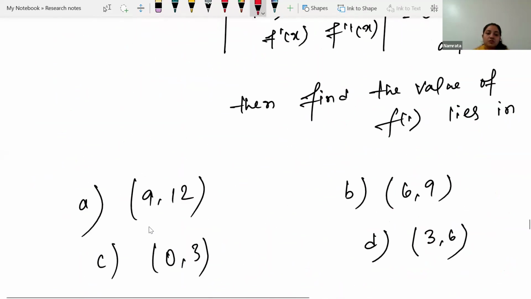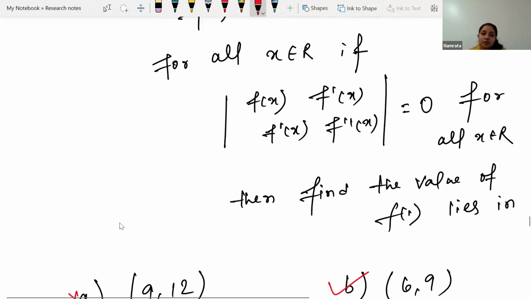You see, option we will exclude. Option A, no, not at all. Option C, no, not at all. Option D, 6 we cannot say. The other end point will not be 6. So obviously option B is the correct option. Getting it?